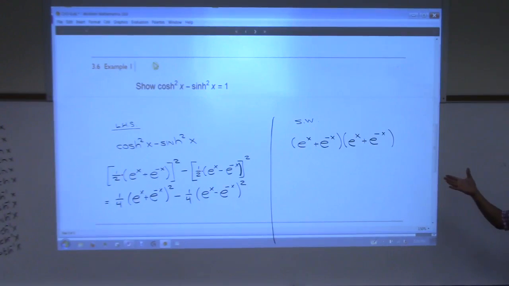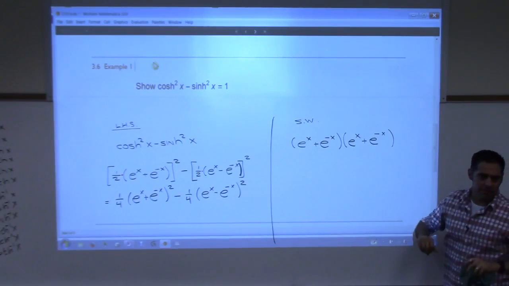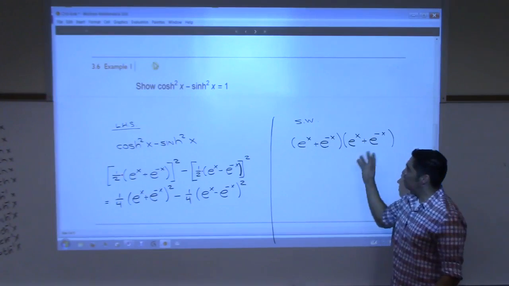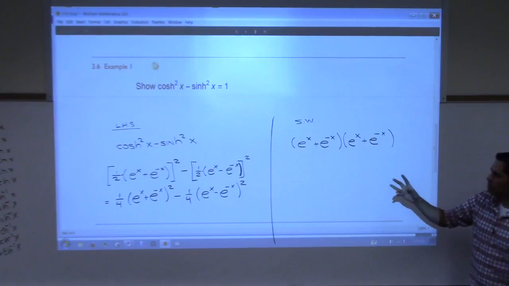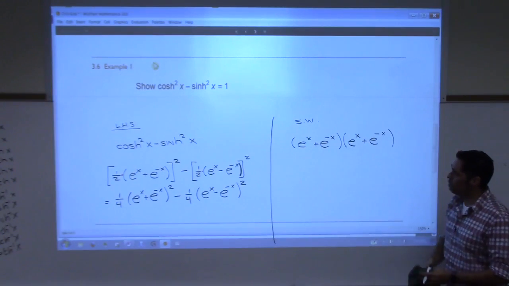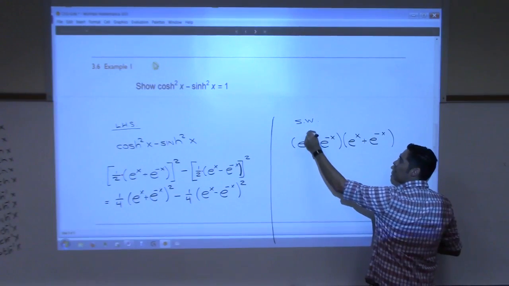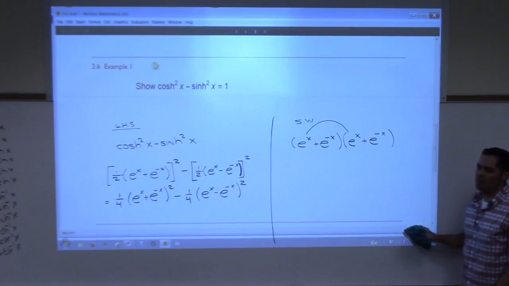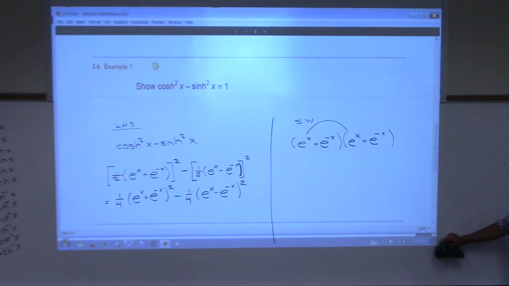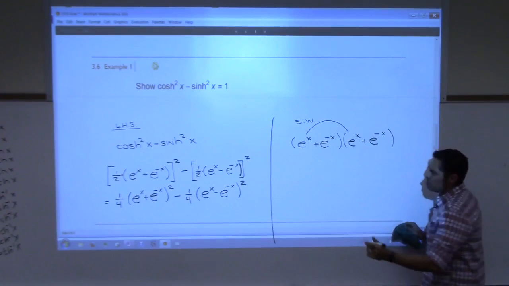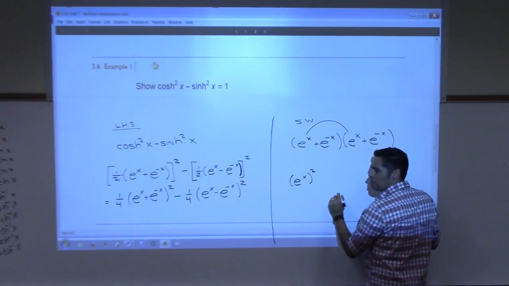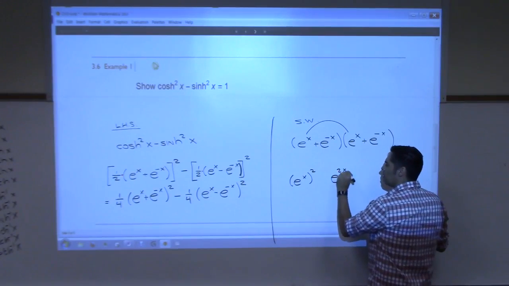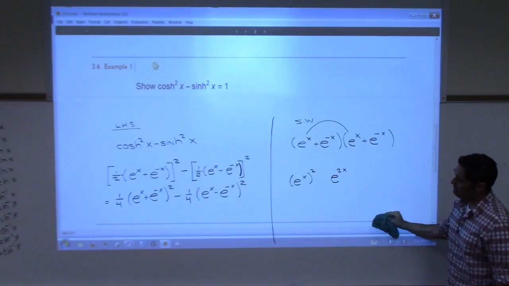To do that, I can just expand it. That's the technical word for this, expanding. Or if you like FOIL, we can use FOIL because it's 2 terms and 2 terms, but we should all know the pattern. It's this times this. So what's e to the x times e to the x? Most students are going to tell me e to the x squared, and other students are going to tell me e to the 2x. Which one is it?